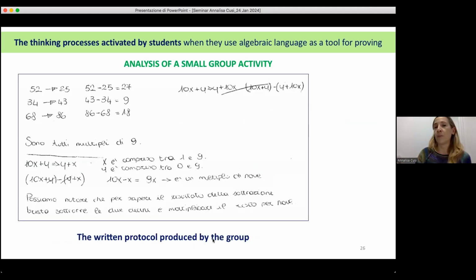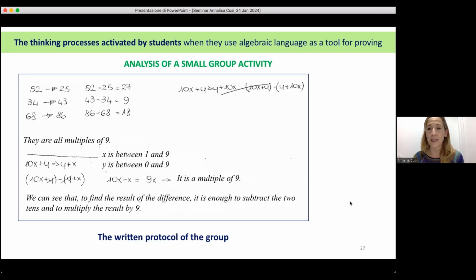So let's see what happens within a group activity. This is the written protocol that was produced by the group. Some sentences are written in Italian, so I translated these sentences.